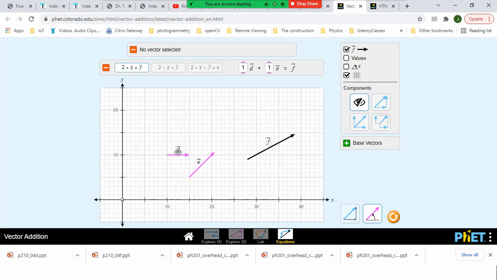So vectors are denoted by these little arrows on top. So if we come up here, you can see this. So then this is saying the D vector is 1 unit, or actually, yeah. Okay, so 1D. Okay.